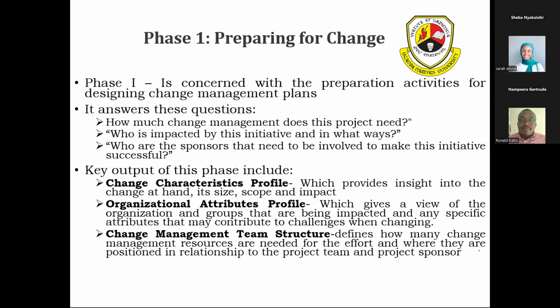So here I've just made a summary, but this is the detail. So phase 1 is basically the planning process, as we said. But here are the key points you need to bring out. Change characteristic profile.